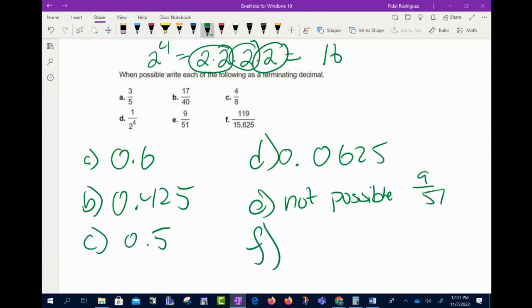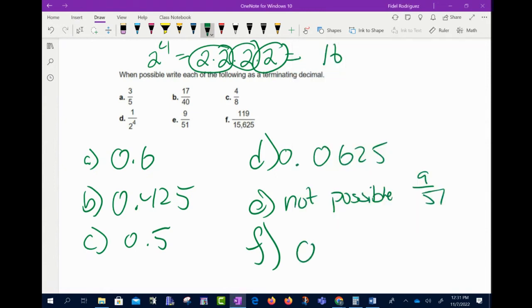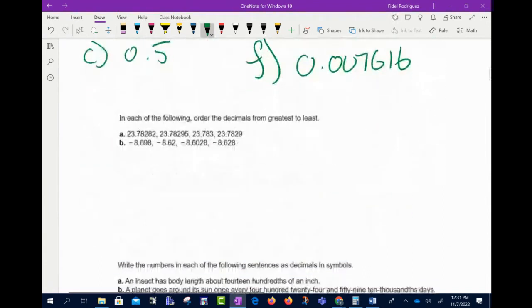And then when I get to part F, I would do exactly the same thing, right? I would say, what's 119 divided by 15,625? And again, this is a terminating decimal, right? But it's 0.007616. Okay, but that's really all you're doing there, okay? Again, the big part of this, y'all, is how would you explain this to a group of 4th graders? Okay.